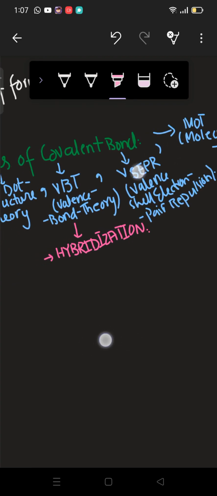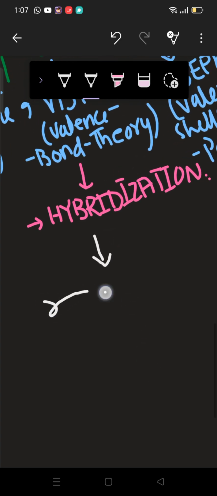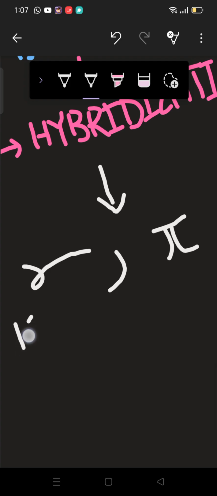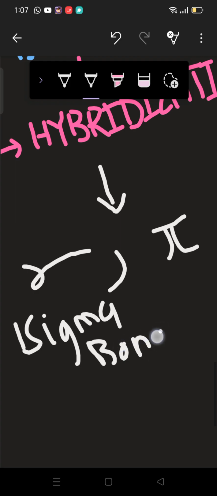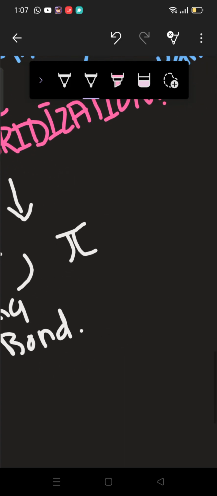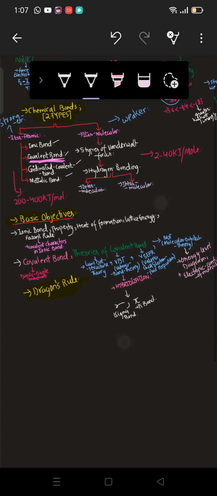We will be studying, in VBT, sigma bond and pi bond, right? This is sigma bond, which is known as single bond, which is also known as head to head bond or axial bond, right? This is pi bond, which is known as lateral bond, sidewise bond, or parallel bond, right?